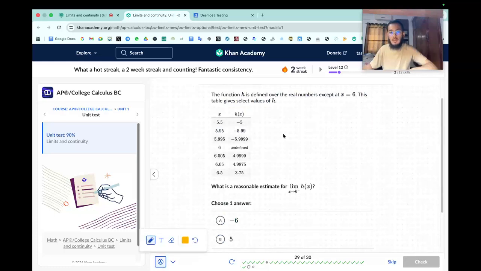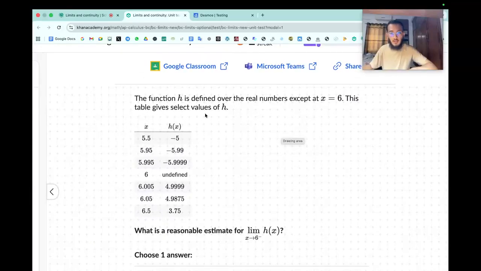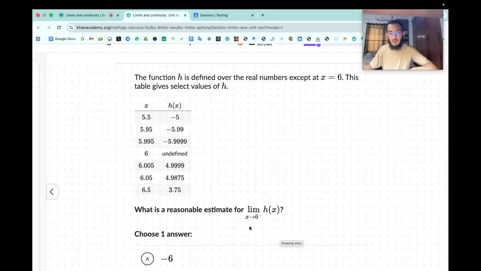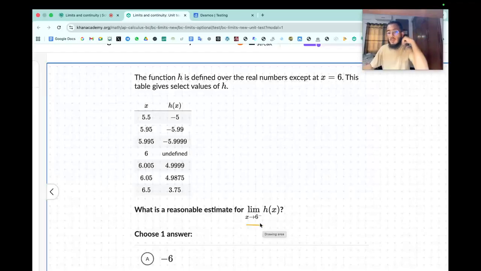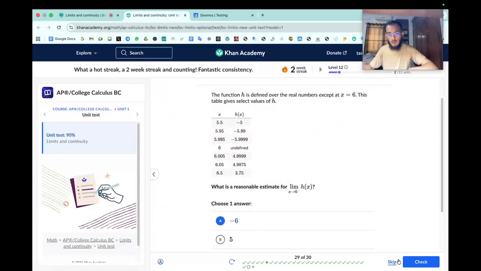Two to go. The function h is defined over real numbers except at x equals 6. This table gives select values of h. What is a reasonable estimate for the function as x tends to 6 from the negative side? So you have 6 here from the negative side. It's 5.995, and from the positive side is 6.005. We want from the negative side. So the negative side is approaching -6. As you can see, it's getting closer and closer to -6. So we can say that it is -6.